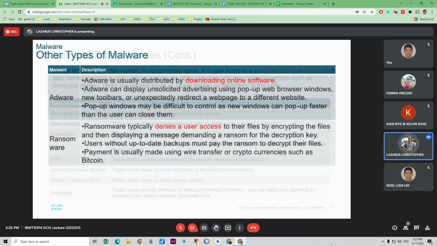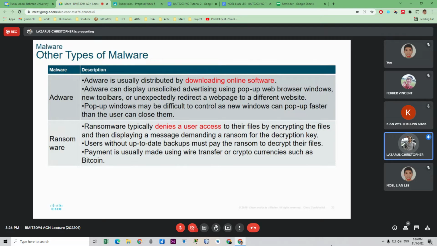Right, other types of malware: adware. So when you download software, suddenly you find a lot of pop-ups, a lot of advertisements popping up, not only in your browser but also in your system. Your system is now periodically popping up advertisements to you, unsolicited, because you didn't click, it opens up and then you can see it.